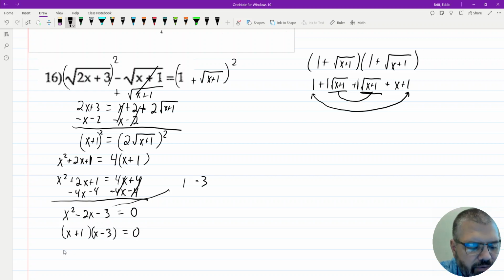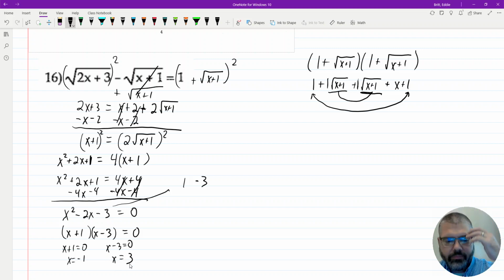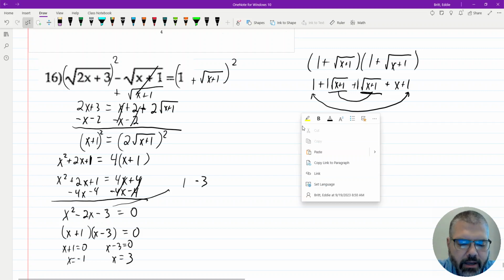Now we set each factor equal to 0. X plus 1 equals 0. X minus 3 equals 0. Subtract 1 from both sides, you get x equals negative 1. Add 3 to both sides, you get x equals positive 3. Now the bad thing is those are just proposed solutions. So I need to write down my original problem again.